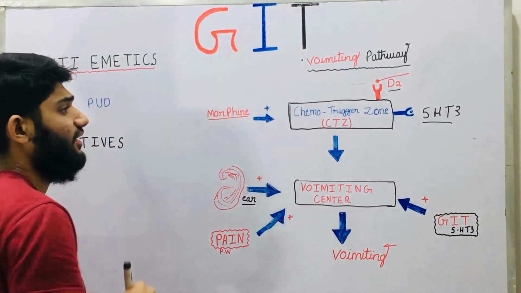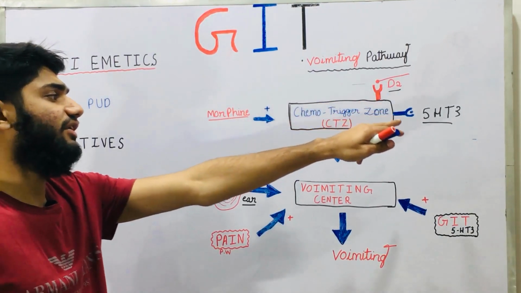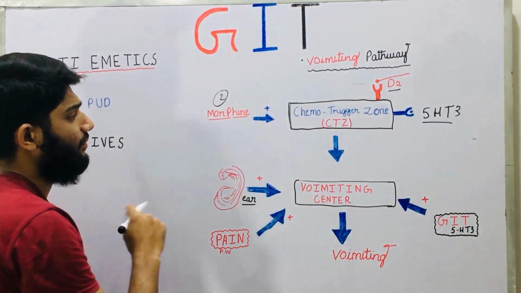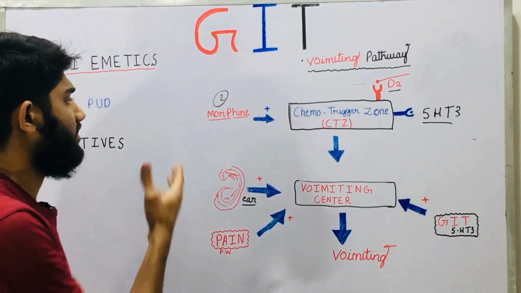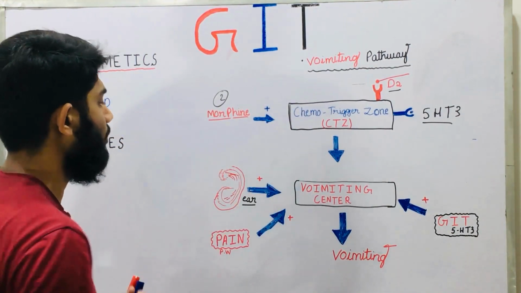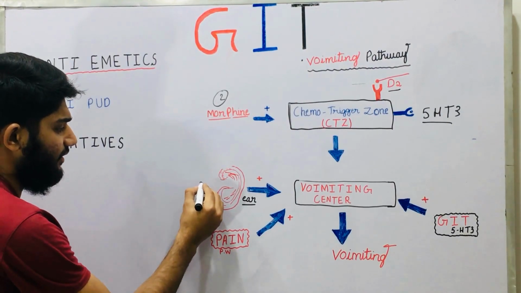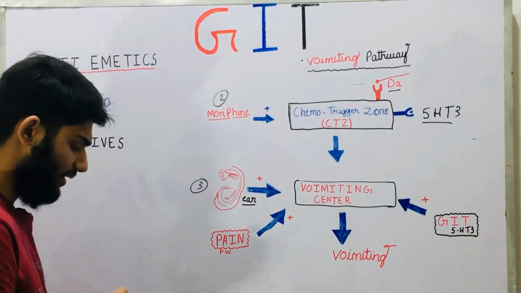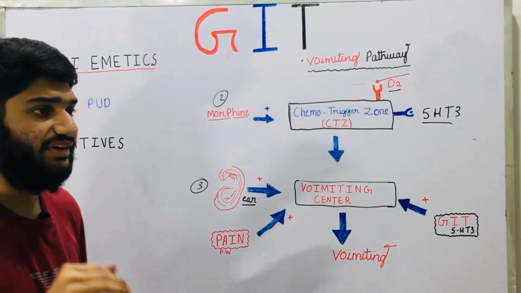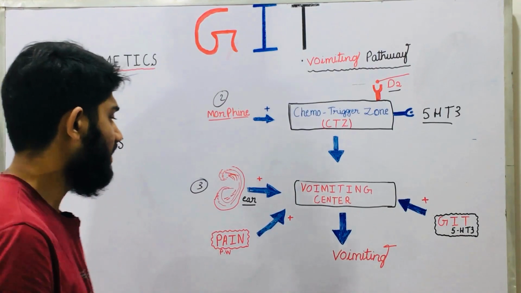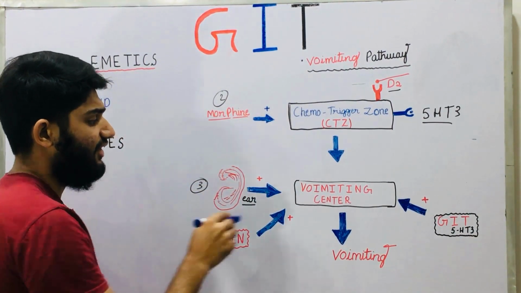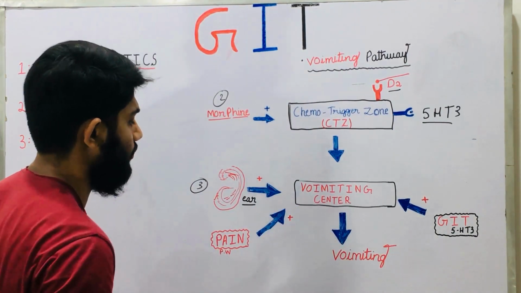So the first pathway is by activating the D2 and 5-hydroxytryptamine receptors. Number two is morphine. Any kind of opioids such as morphine will directly activate this chemotrigger zone, which leads to the vomiting. Number three is the ear. Any kind of activity that is concerned with motion, for example traveling in a bus or in a car, will activate this motion pathway by the internal ear, which activates this vomiting center and leads to the vomiting.